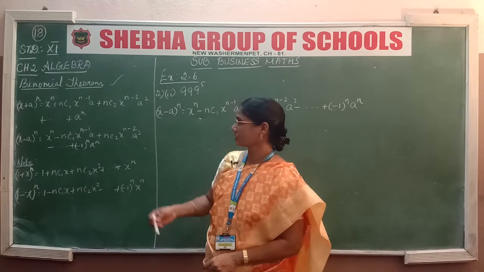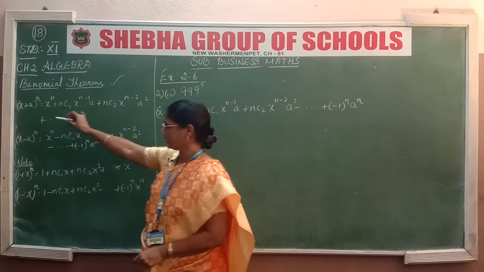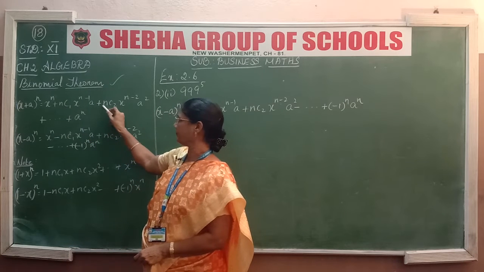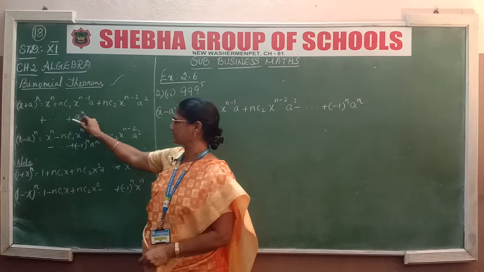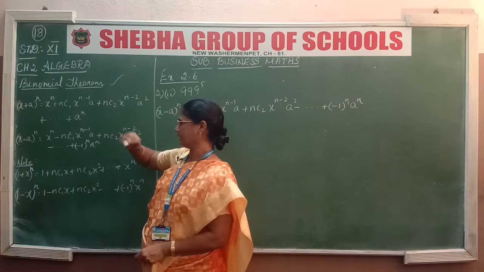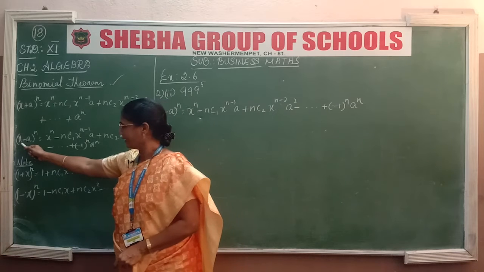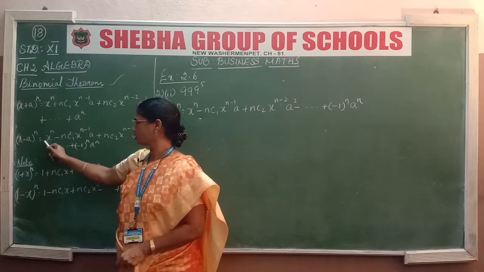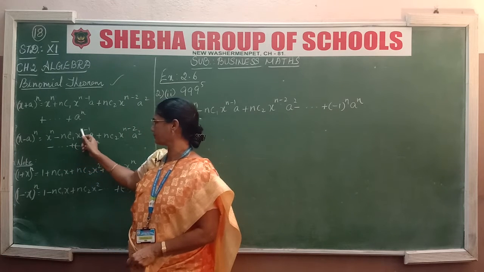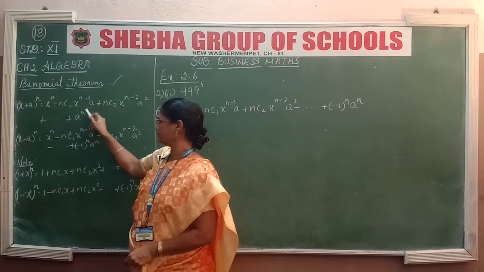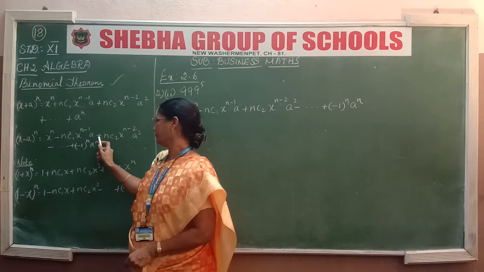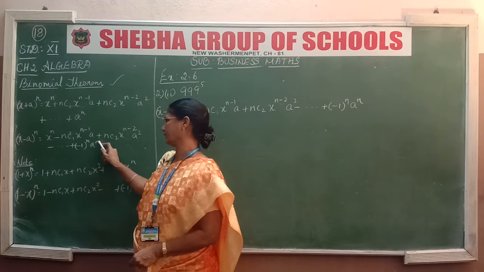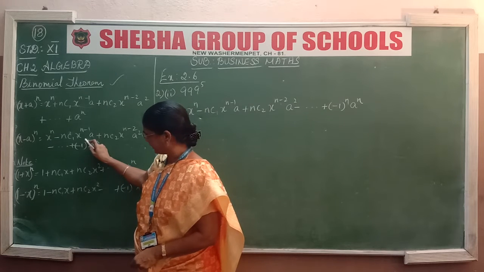In the previous class we have studied the binomial theorem and the formula: (x plus a) whole power n equals x power n plus nC1 x power n minus 1 a plus nC2 x power n minus 2 a square plus etc., up to plus a power n. And one more formula, (x minus a) whole power n equals x power n minus nC1 x power n minus 1 a. The same terms, but only the sign changes. And then the last term is (minus 1) power n a power n. Here the sign of a power n depends on n.